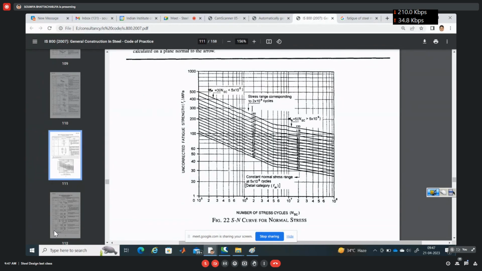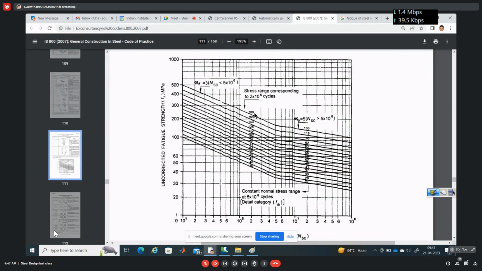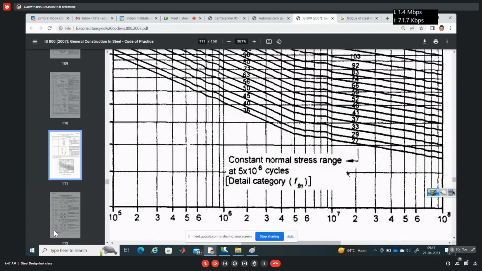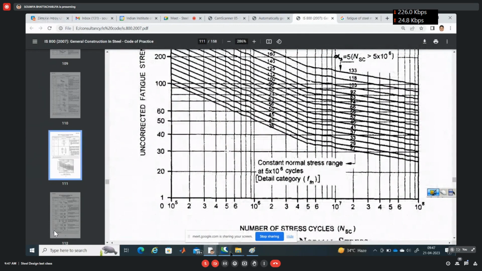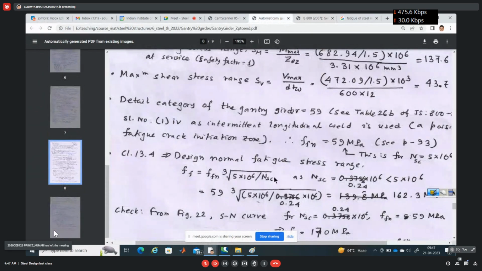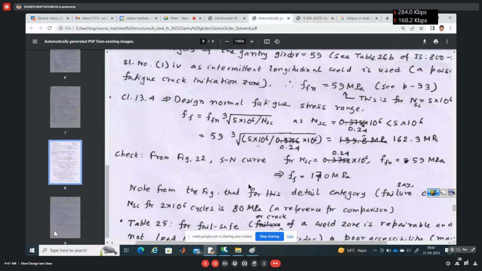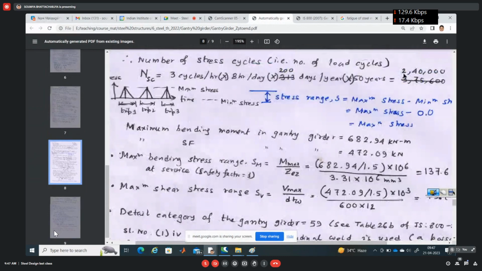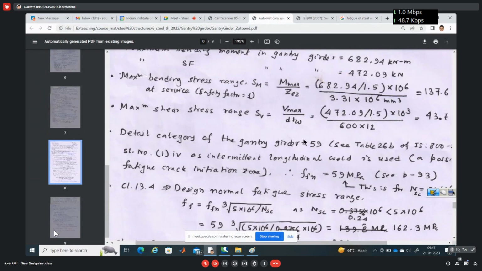It varies for the detail category. Connection to connection, it varies. So for 59 detail category, you see, it is somewhere here. For 59 detail category, knowing the N, from the SN curve. For NSC 0.24 into 10 to the power 6, you see NSC we have calculated 2.4 lakhs, that is 0.24 into 10 to the power 6.